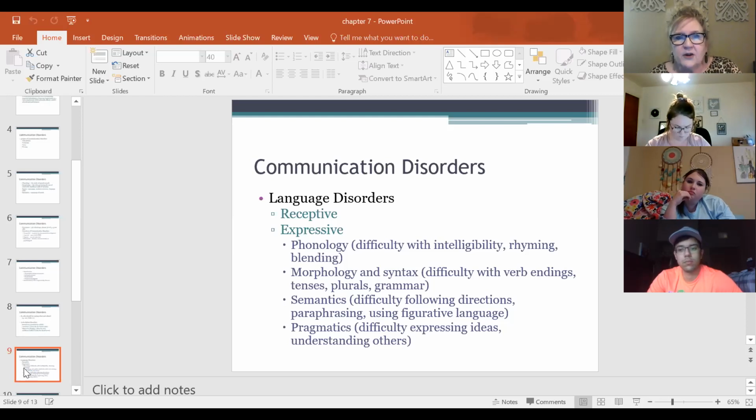Now, semantics are impacted where you see that the child is having difficulty following directions, difficulty paraphrasing, using figurative language. They don't make those shifts with how to use the language once it goes in their heads. And then pragmatics are when we see difficulty expressing ideas or understanding what others are saying. So that's all on the expressive side of language disorders.